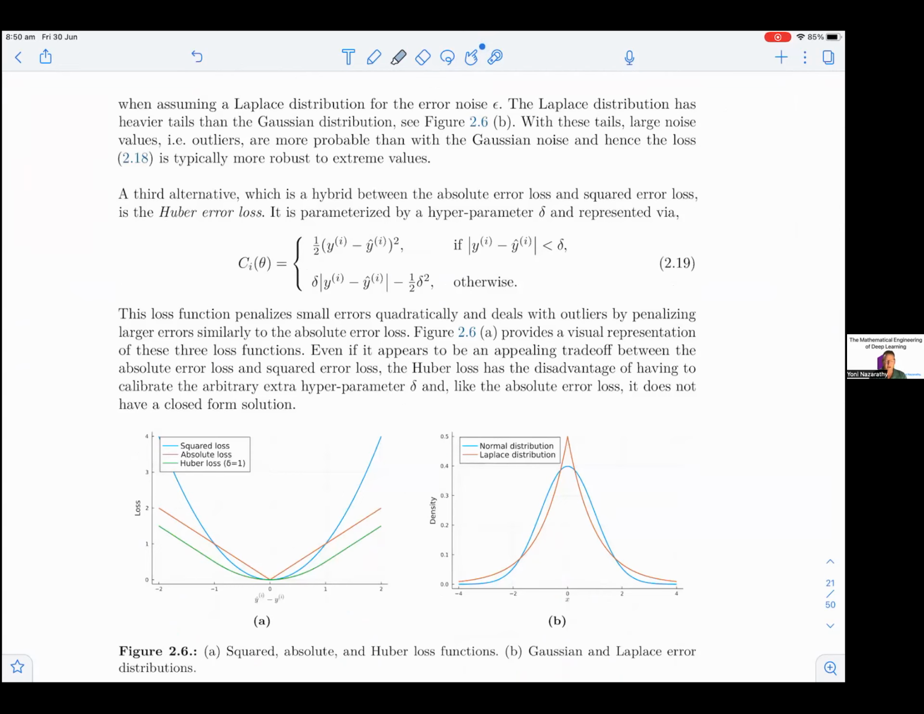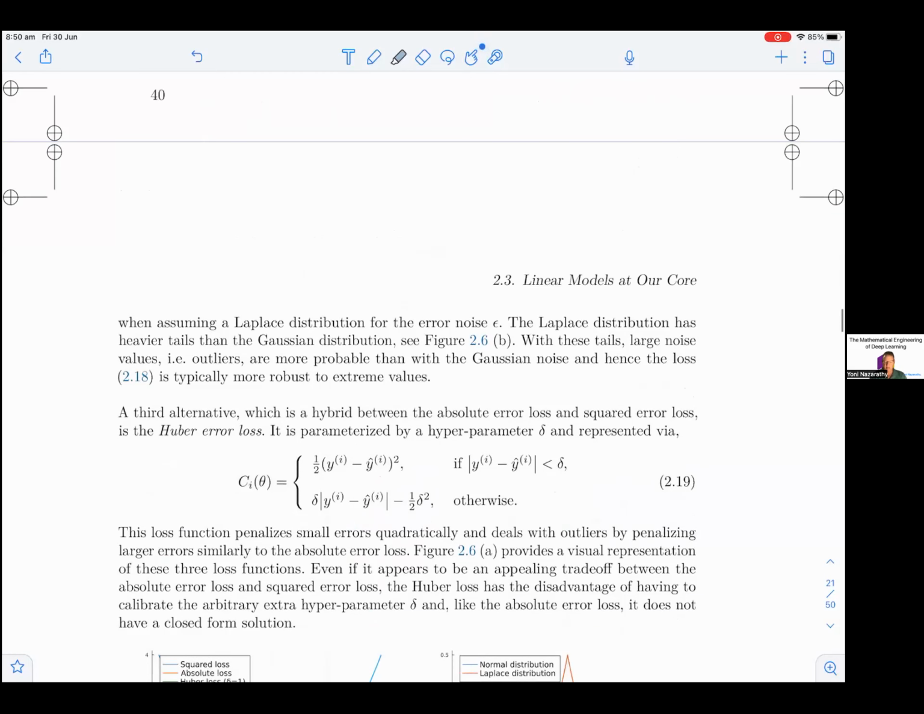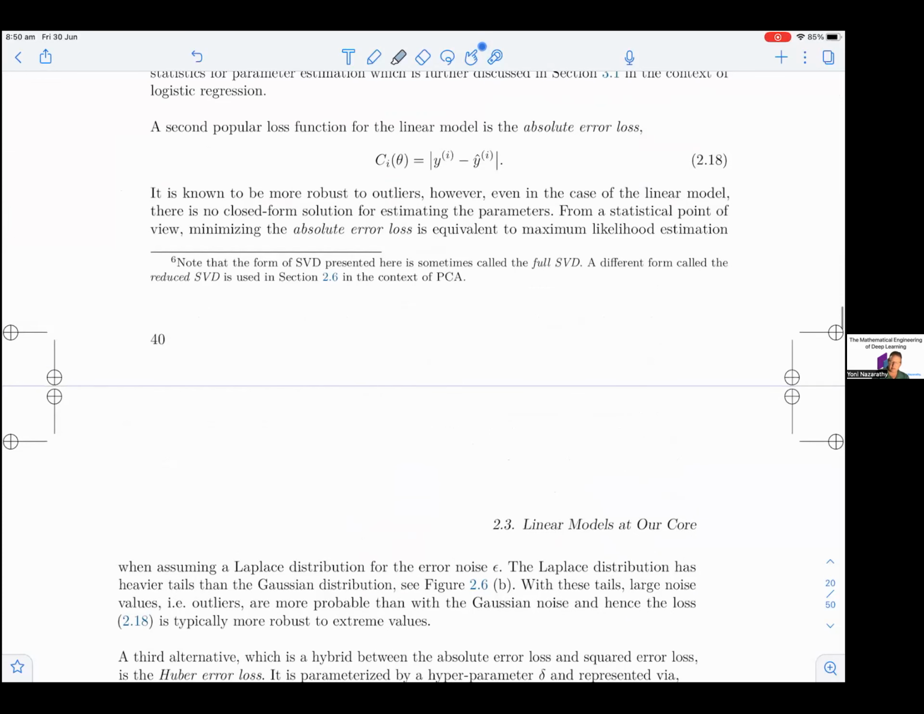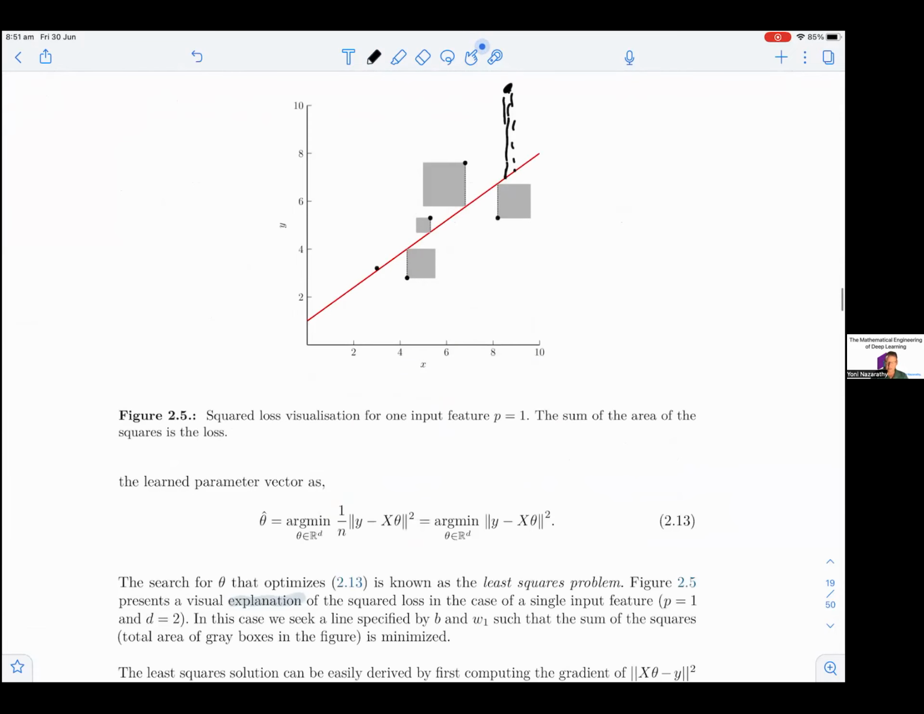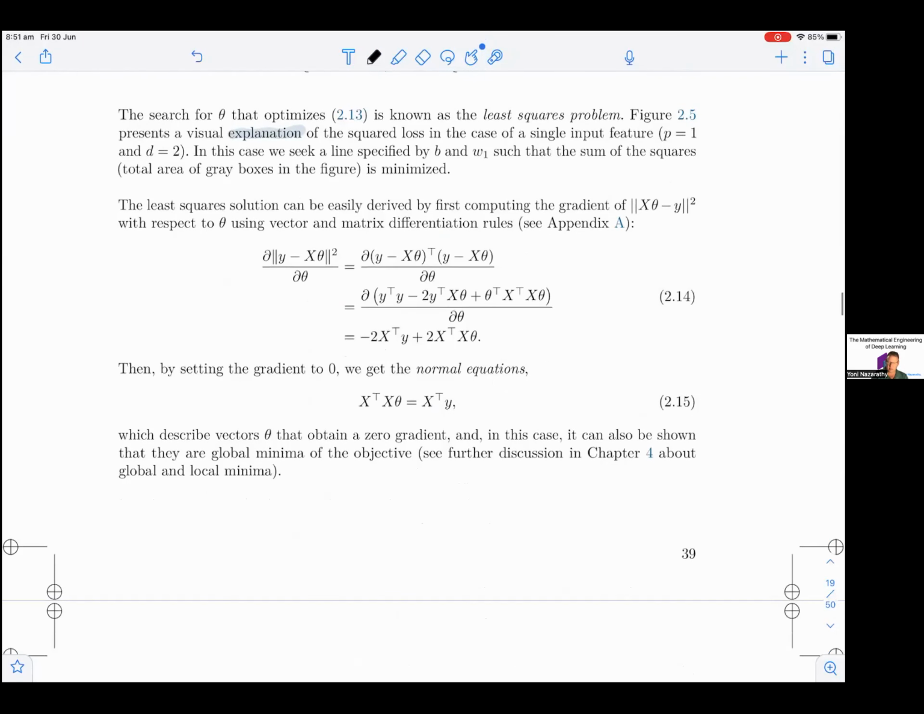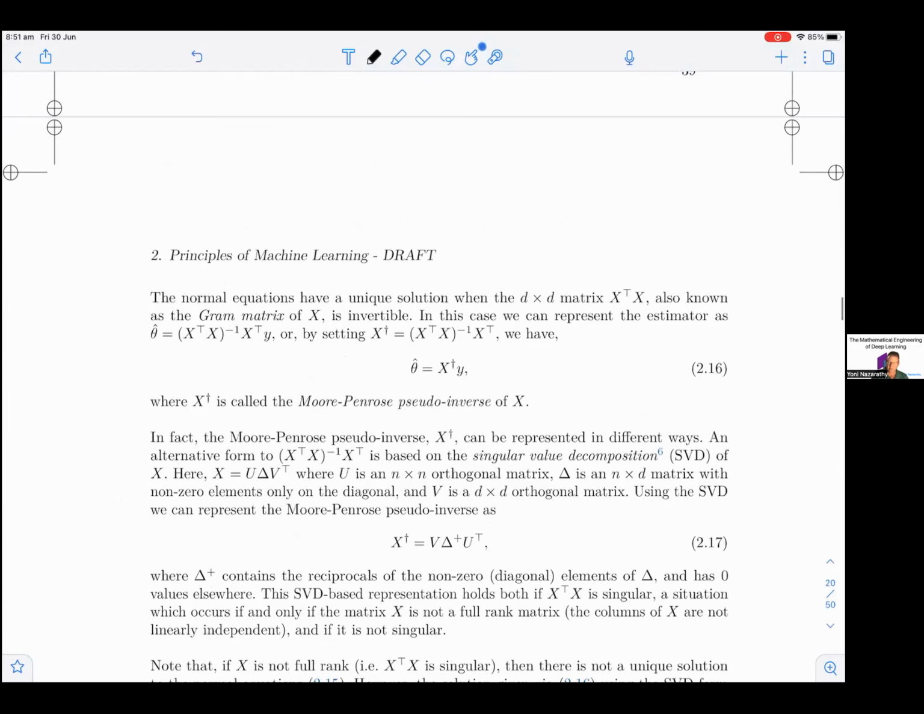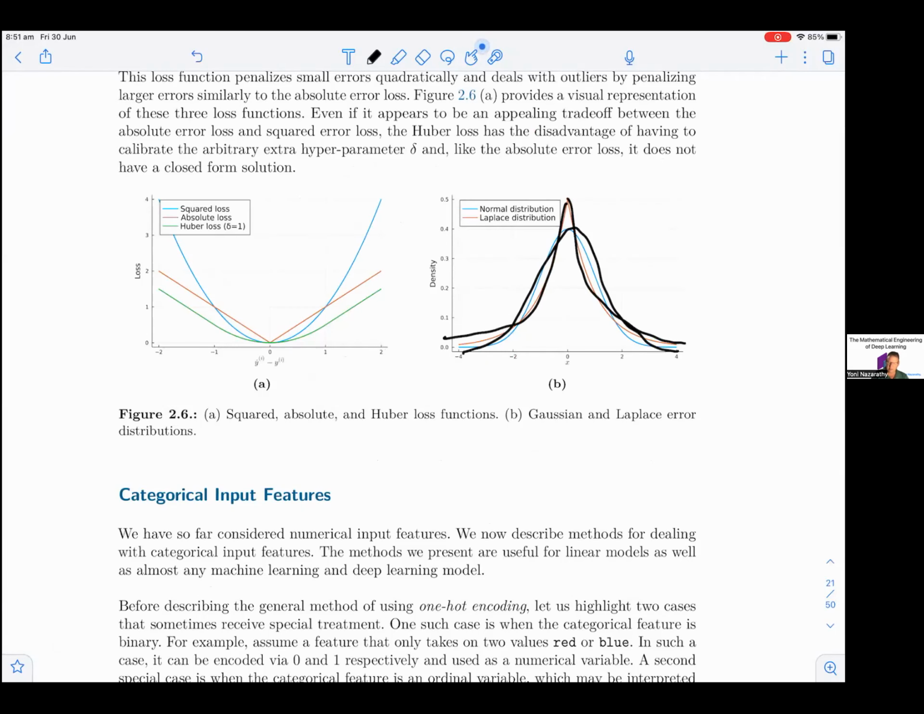With these tails, large noise values, i.e. outliers, are more probable than with the Gaussian noise, and hence the loss 2.18 is typically more robust to extreme values. So just to think about this robustness, it means that if we have one point here that's extreme and way off the line, where the error is bigger than the other errors, it's not probable to have such a point with the normal error model, but it's more probable with the heavier tail Laplace model because there's more mass on the tails.